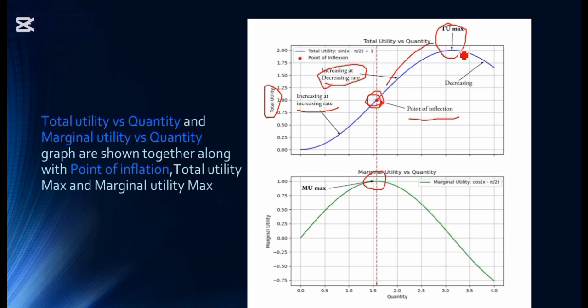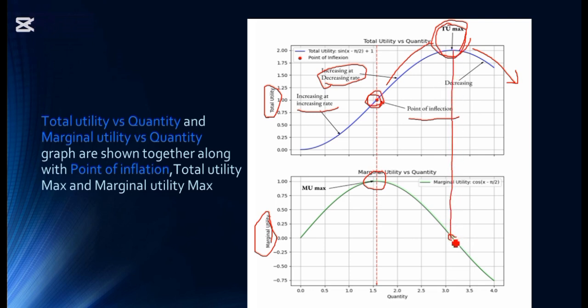At this point, our satisfaction level is highest. After TU max, the satisfaction level is going down as it is decreasing. If you look over the bottom graph, you can see that the marginal utility is 0. This marginal utility is 0 when the TU is max.